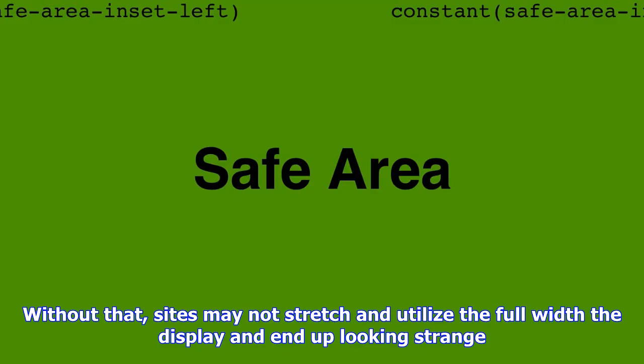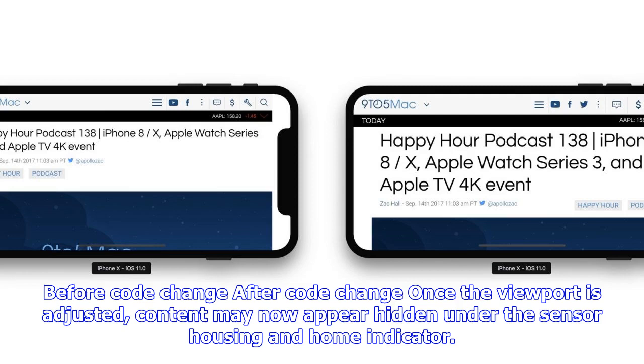9to5Mac has been experimenting with our site's code to account for the iPhone X sensor housing. While not technically challenging, it can prove to be significant work for more complex site layouts. Luckily, the iPhone X's reported delays may buy web developers time before the sensor housing sees mass market adoption.